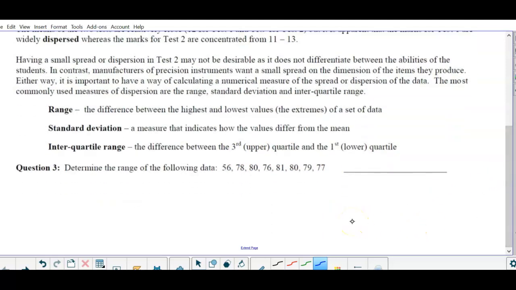Okay, so question 3, determine the range. So this we can just look at right away to get the range. Here, I'm going to circle the largest, which is 81, and the smallest is 56. So 81 minus 56 is what? 25. Okay, so that's the range of the data. Again, it doesn't really tell us a whole lot. One could be 56 and the rest could be 81, knowing this range.